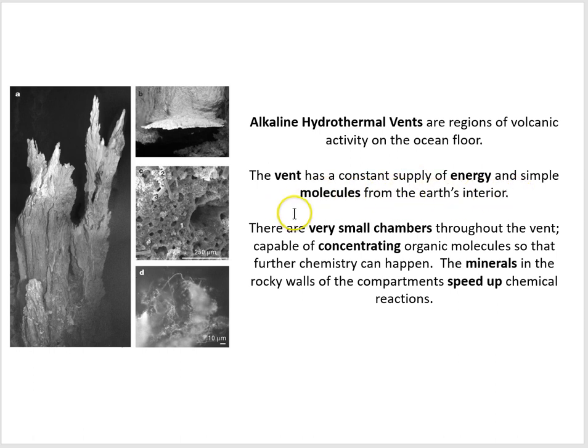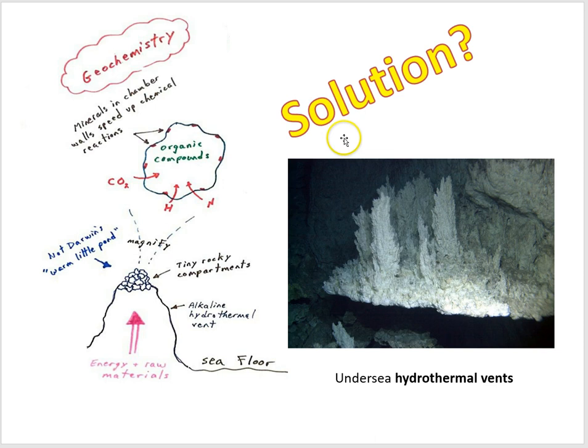And in addition, importantly, there are very small chambers throughout the vent capable of concentrating organic molecules so that further chemistry can happen. In fact, the minerals in the rocky walls of the compartments speed up chemical reactions. So it began to look like these vents were a really interesting place where chemistry might have been going on in the early Earth. Was it a possible solution to some of the problems with Miller's approach?